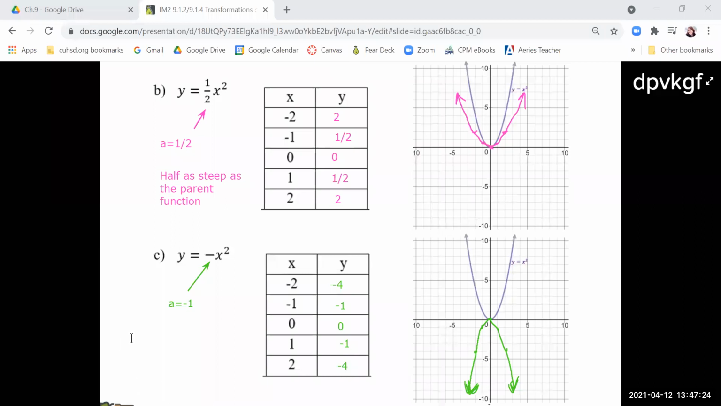So then we want to just describe this. This is a reflection of the parent function. So it opens downwards.